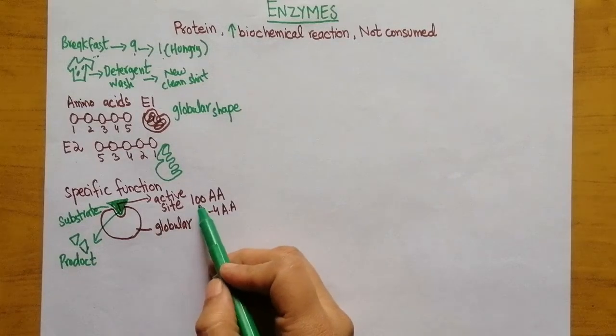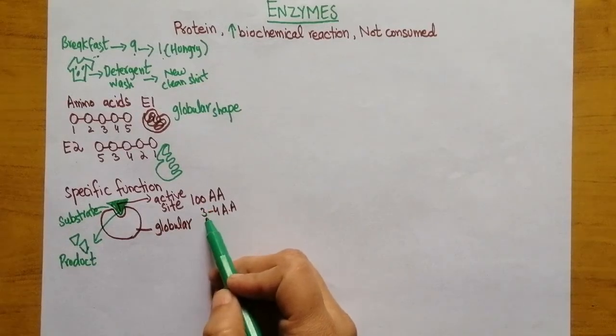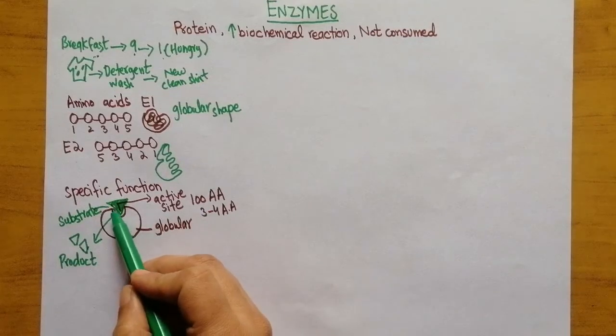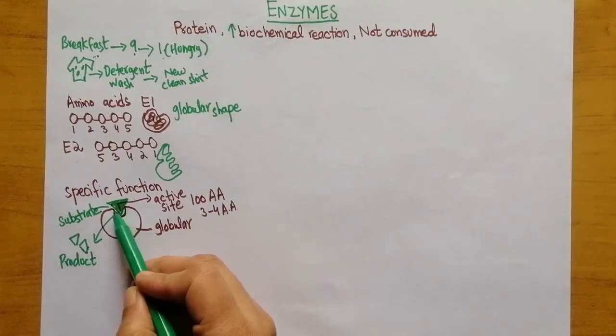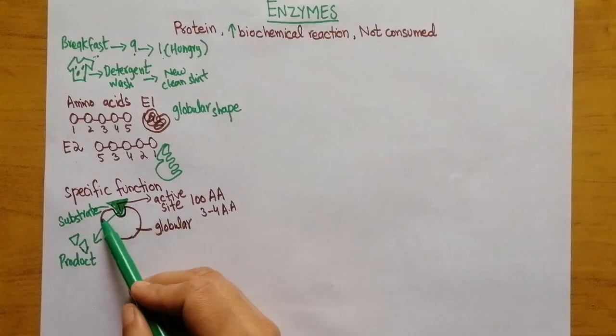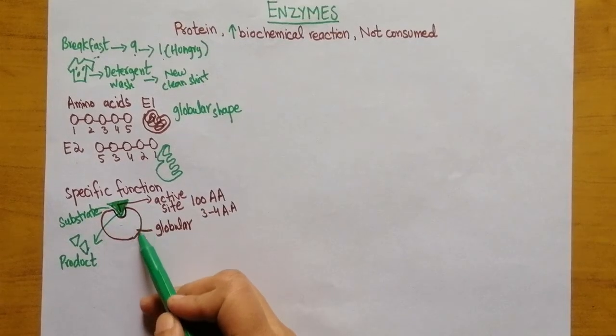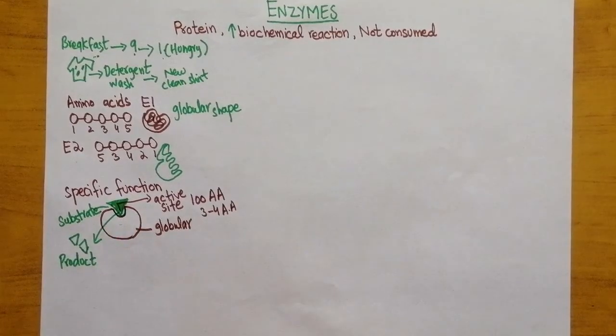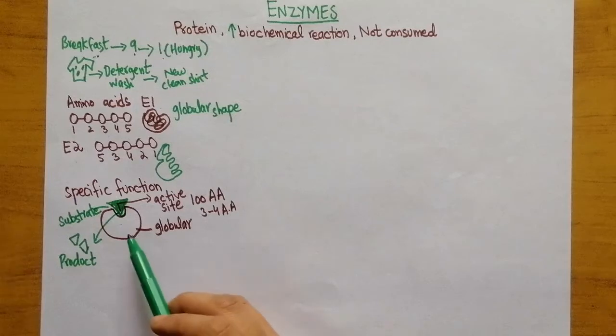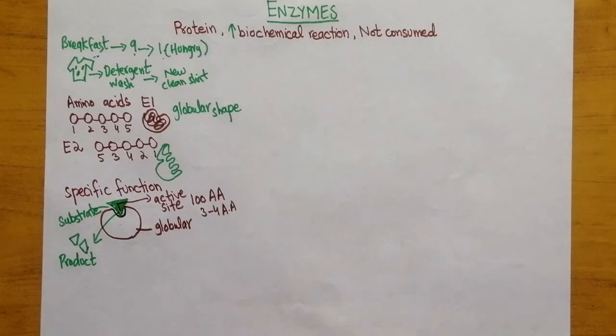What about the other amino acids? We said only 3 to 4 amino acids are present at this active site. The rest of the amino acids are used to maintain the globular shape of the enzyme. This globular shape is very important. Any change in it may result in denaturation or destruction of the enzyme, and if the enzyme is destroyed, it cannot perform its function.